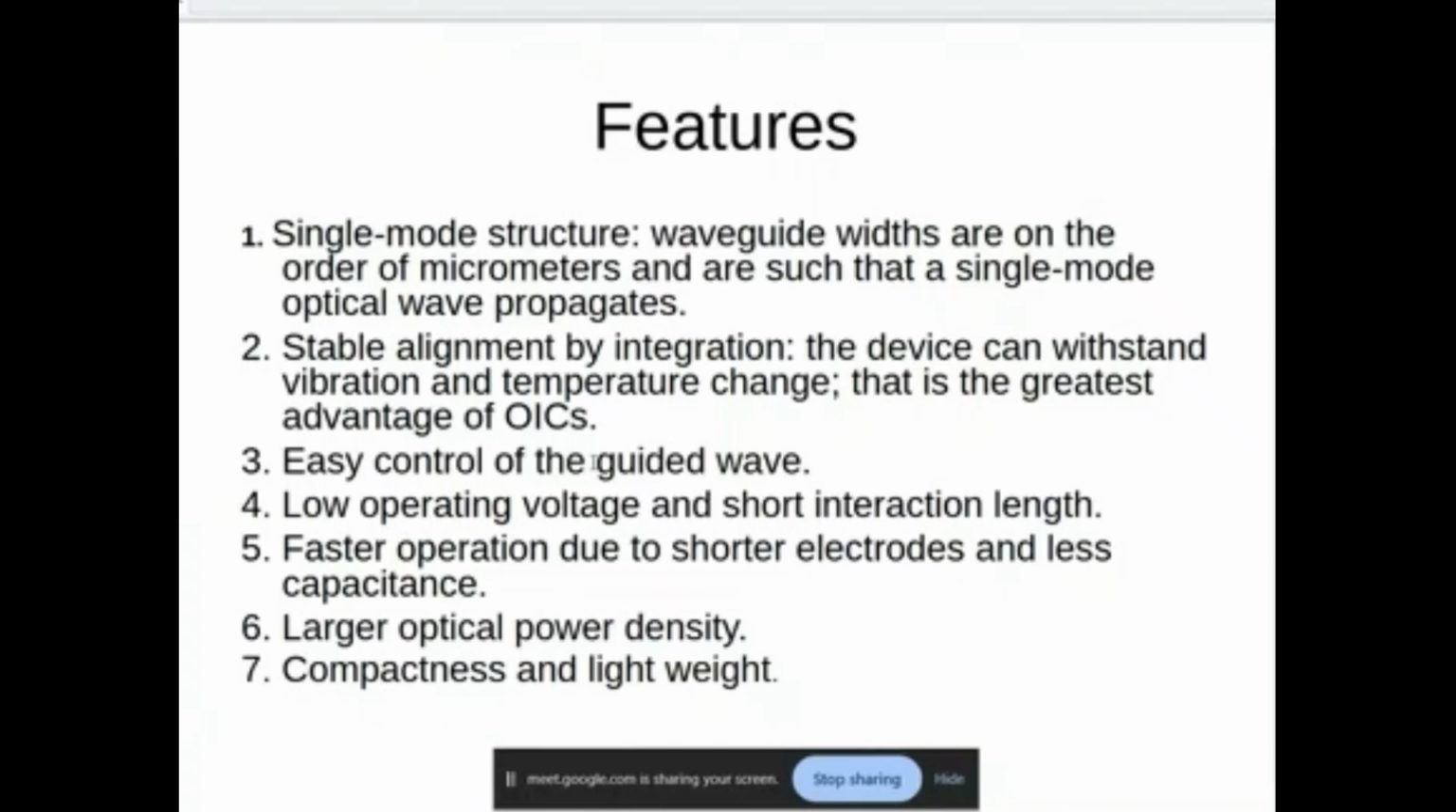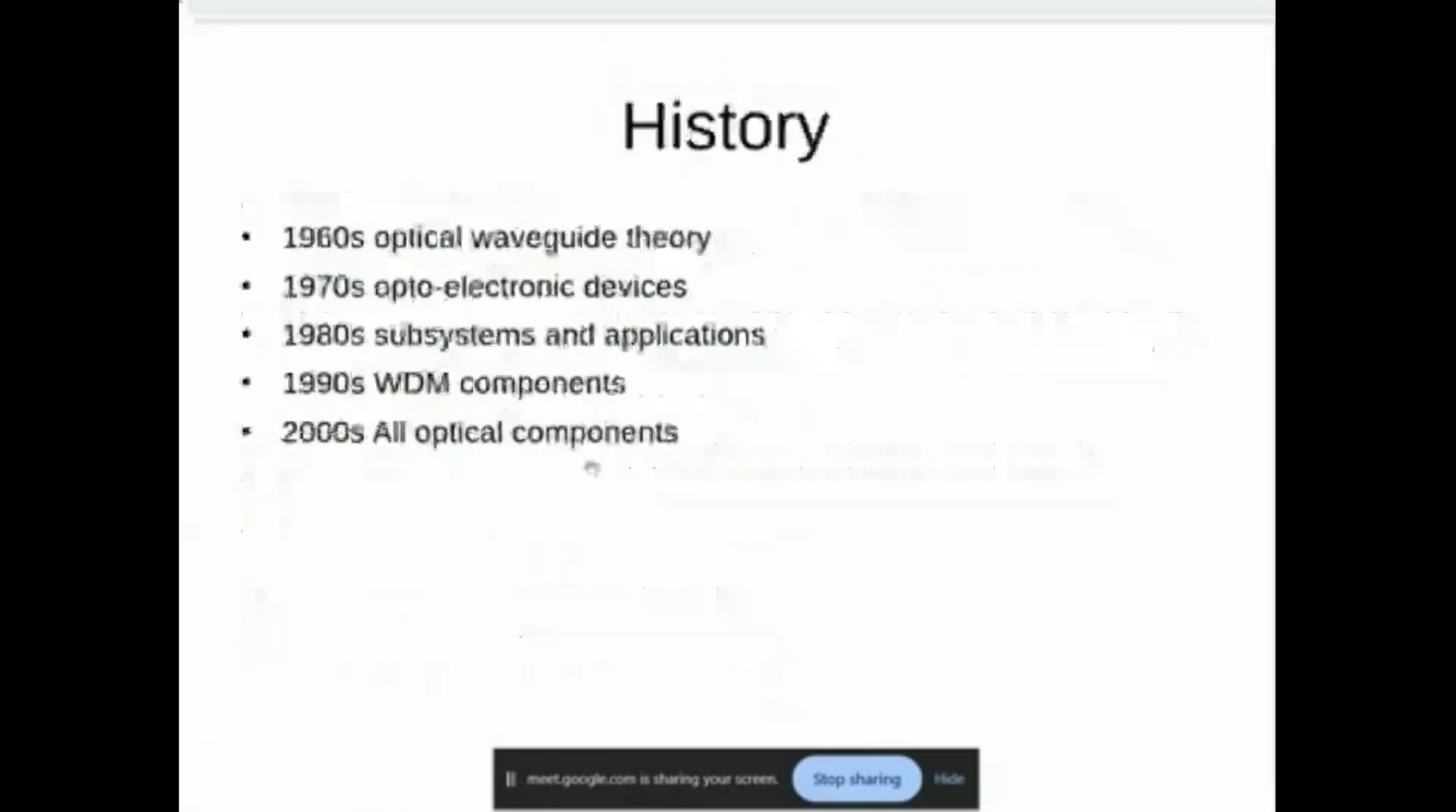But with fiber optics, the negative point is that it is fully passive. You cannot do anything once the light goes in. You cannot manipulate it. Of course, like in VLSI, these are all very compact and lightweight. These are all the features of photonic integrated circuits.